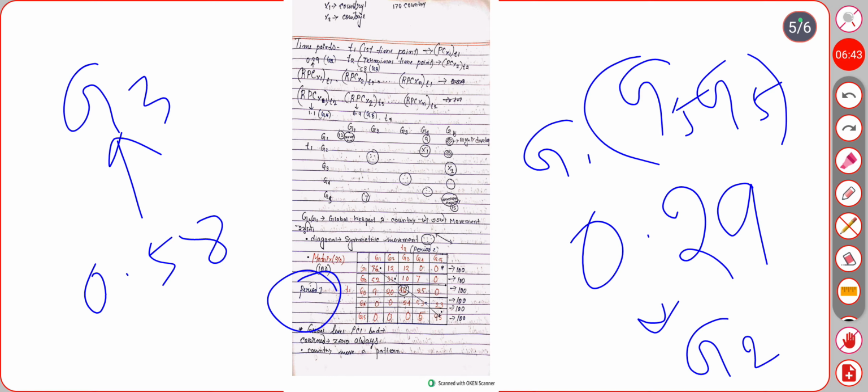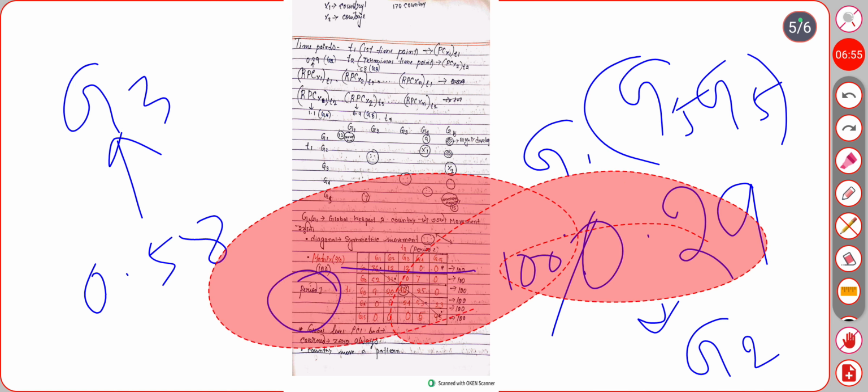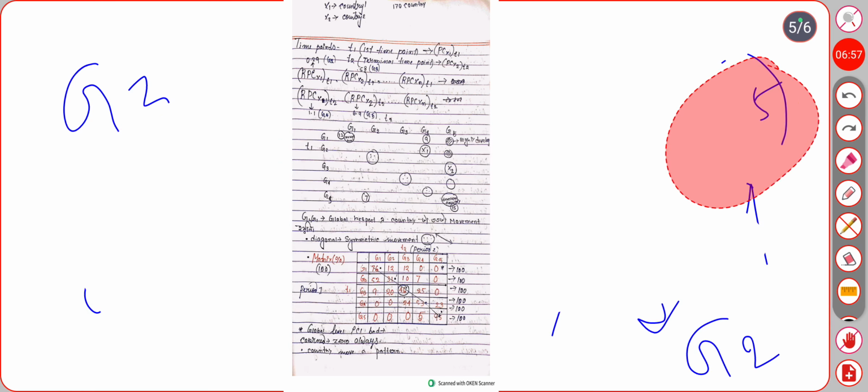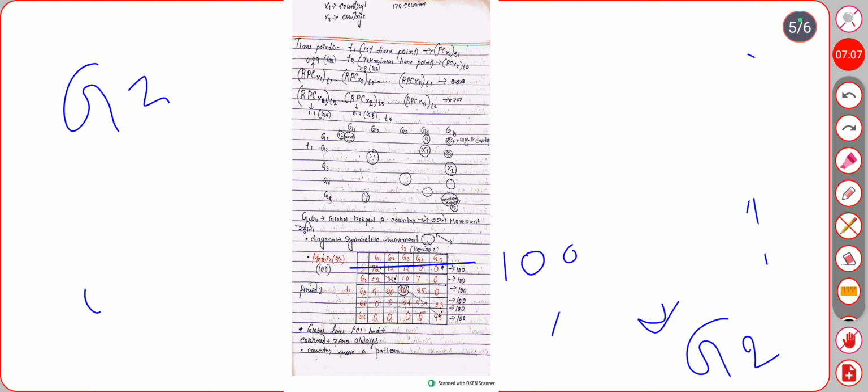One thing we need to remember: if we add these rows, then we get 100. The value will be 100%. For this first row, if we add, we get 100. For the second row, we get 100. And for the third row, we get 100. The addition is 100.